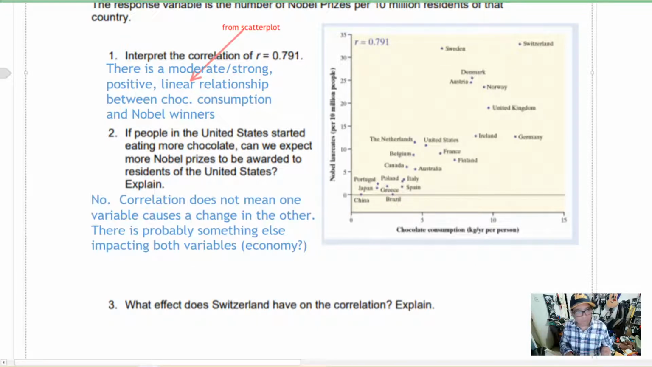So no, correlation in this case, in any case I should say, does not mean that a change in one variable is going to cause a change in the other. Most likely there is something else that's impacting both variables, and you can take a good guess that that's probably the economy of the countries, and perhaps maybe the educational system of each country.